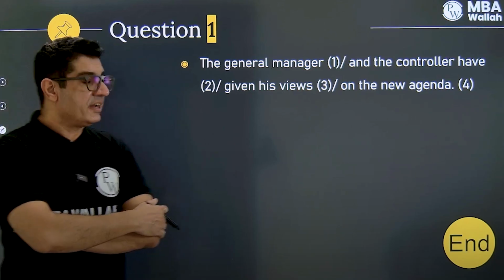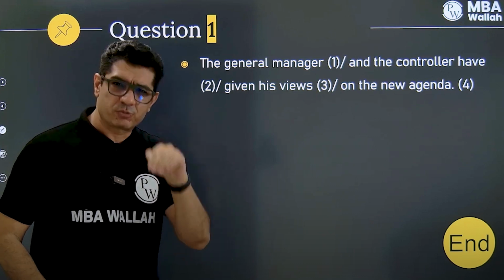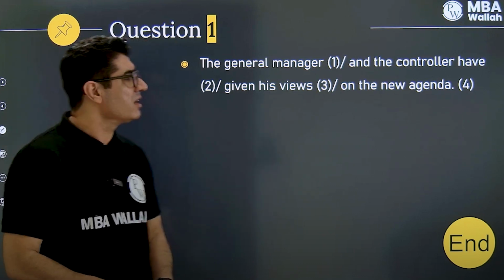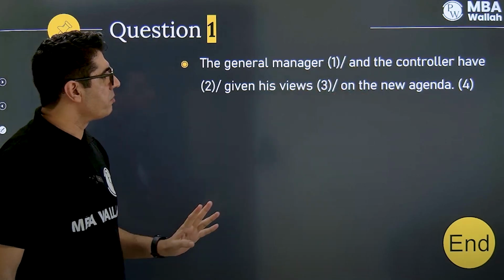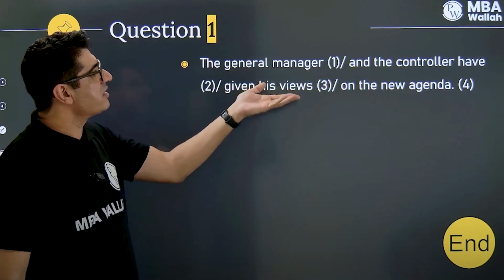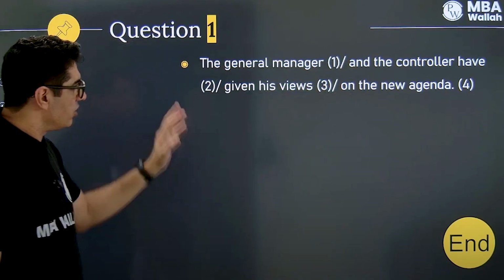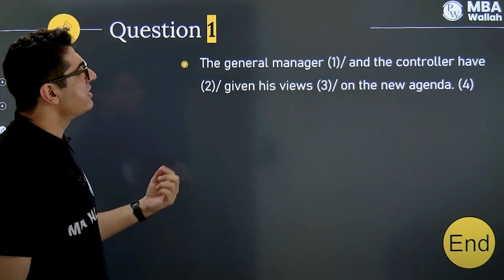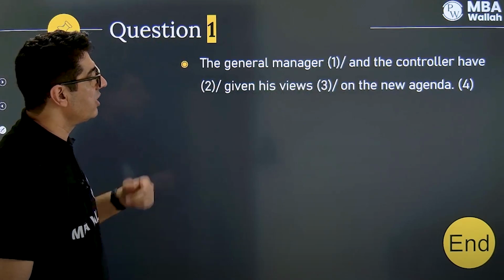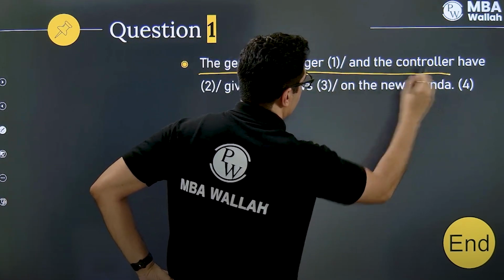Okay, so it is not necessary that you've solved it by now. If you are still working, please pause the video, solve it, and then come back. But otherwise, I've given you a sentence divided into 4 parts, and you need to identify the part with a grammatical error. Let's read it together. The general manager and the controller have given his views on the agenda. Now you notice what? We are talking about the general manager and the controller.